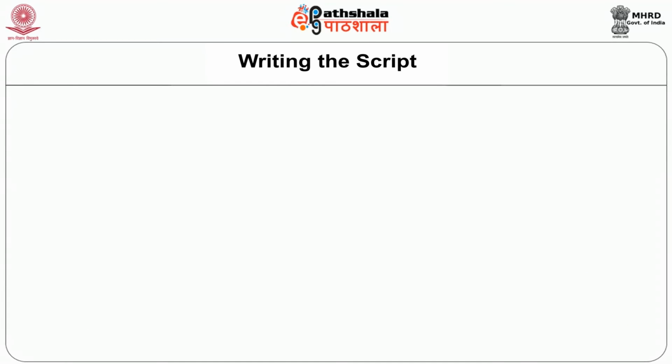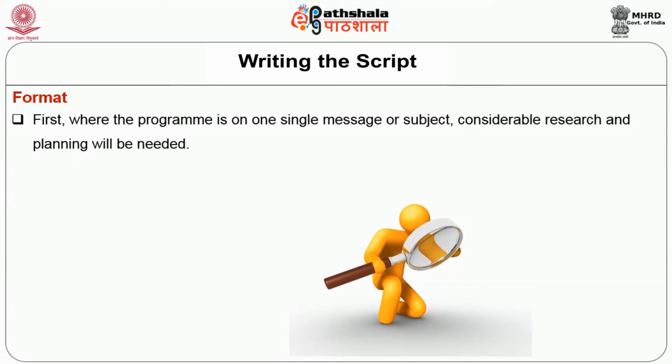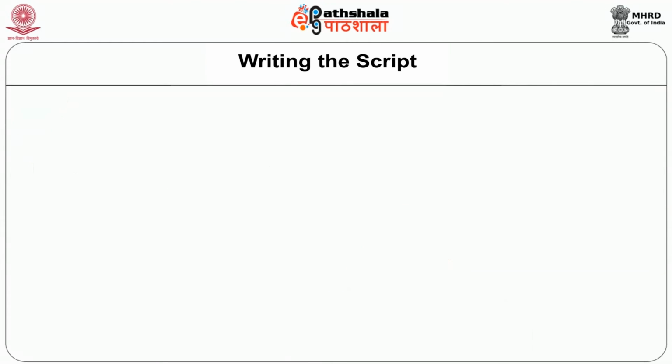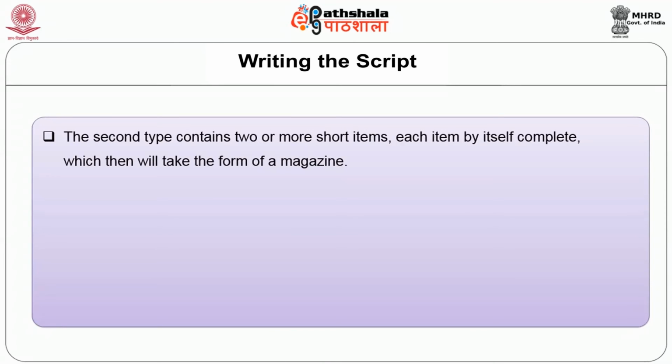Next important aspect is formatting the programs. There are two alternatives available to TV for the format of the program, depending upon the content and purpose. First, where the program is on one single message or subject, considerable research and planning will be needed, and hence such a program cannot be at very frequent intervals. It can only be at the most once in a week. The second type contains two or more short items, each item by itself complete, which then will take the form of a magazine.